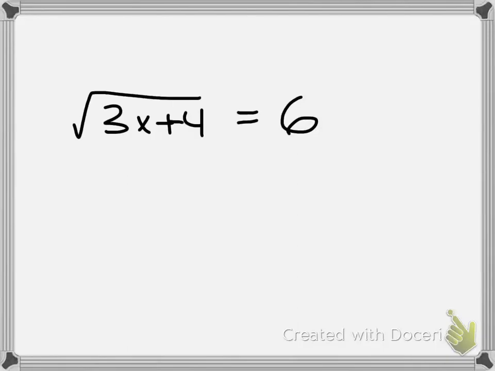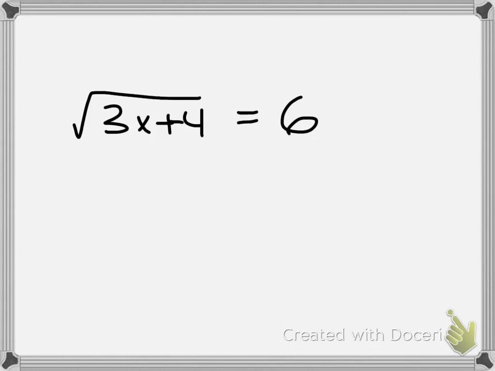Hello everyone. In this video I'm going to be looking at how to solve radical equations. So your basic radical equation, as you see here, has a radical on one side and a number on the other. Now the basic strategy in solving radical equations is to isolate the radical on one side, whatever the root happens to be, and then raise each side to that power, and then solve for x, or whatever the variable happens to be.